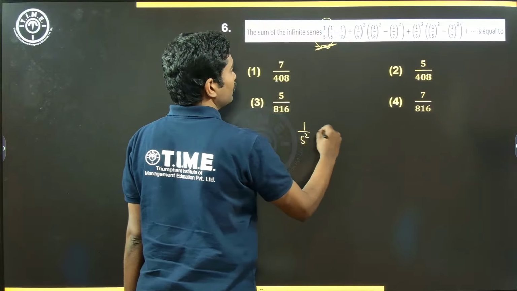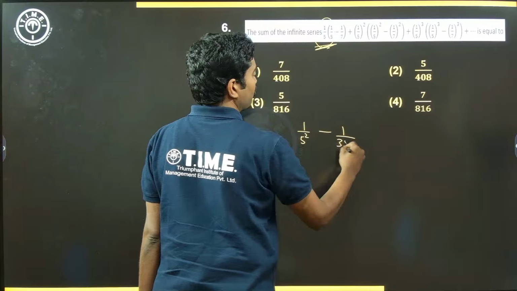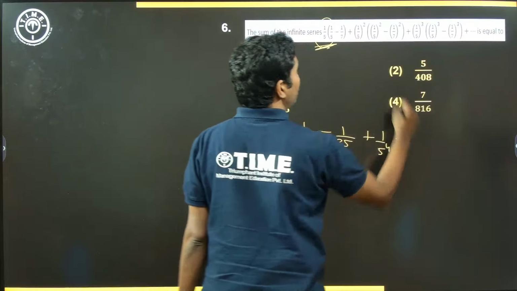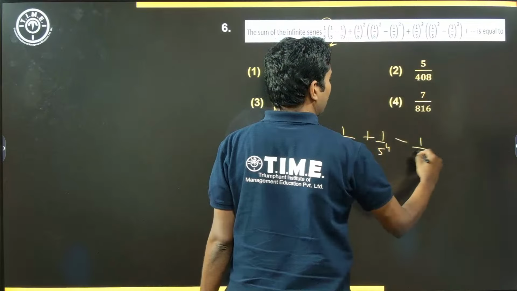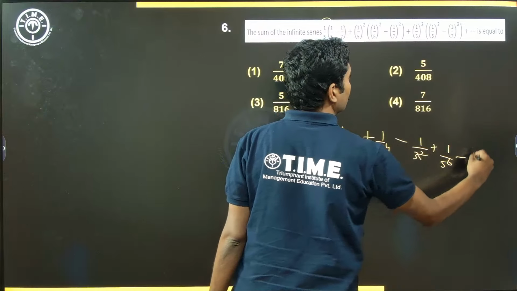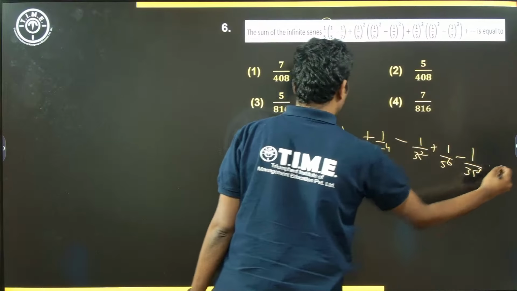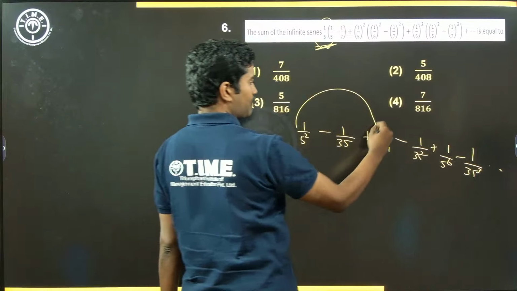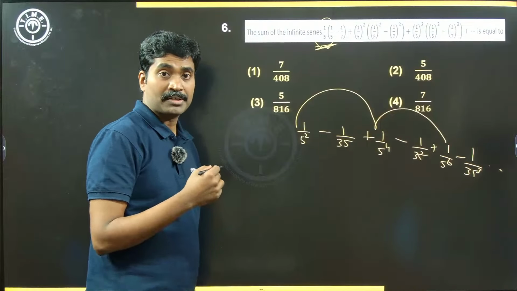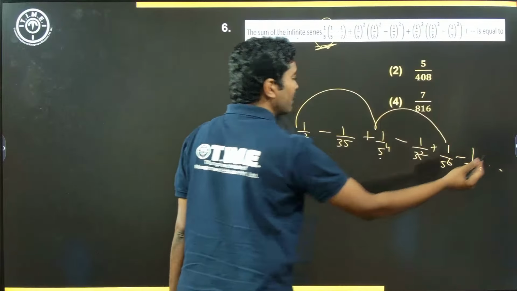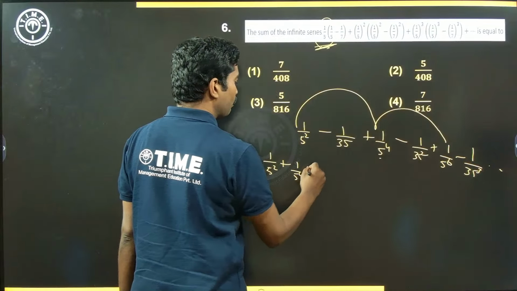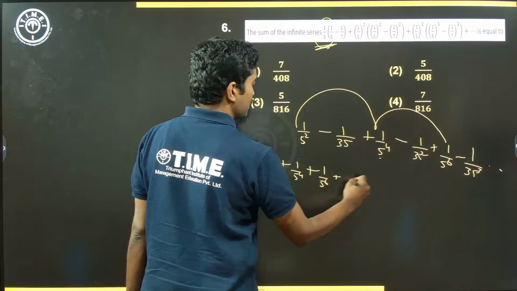1 by 5 square minus 1 by 35, plus 1 by 5 whole power 4 minus 1 by 35 square. Next one, 1 by 5 power 6 minus 1 by 35 cube and so on. Okay, focus on the first terms, guys. 1 by 5 square, 1 by 5 power 4, 1 by 5 power 6 and so on. This is clearly an infinite GP, right? Let's separate that. 1 by 5 square plus 1 by 5 power 4 plus 1 by 5 power 6 plus dot dot dot.